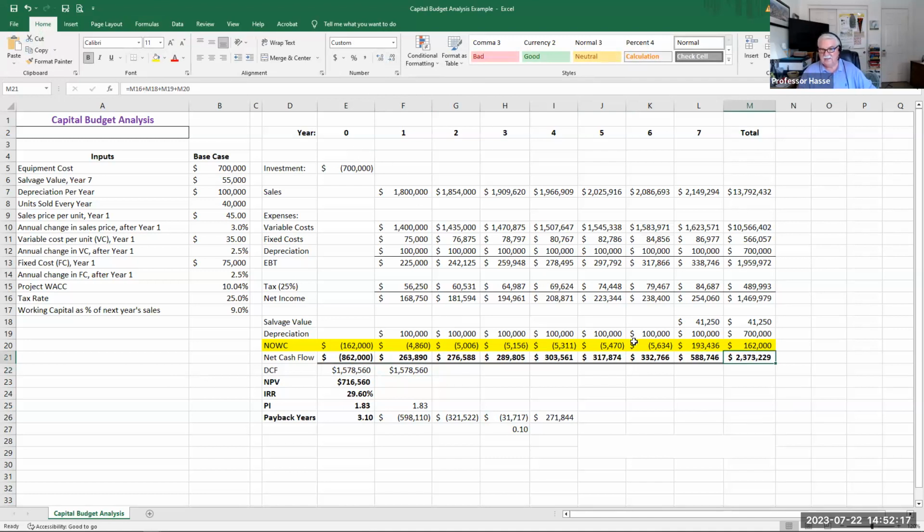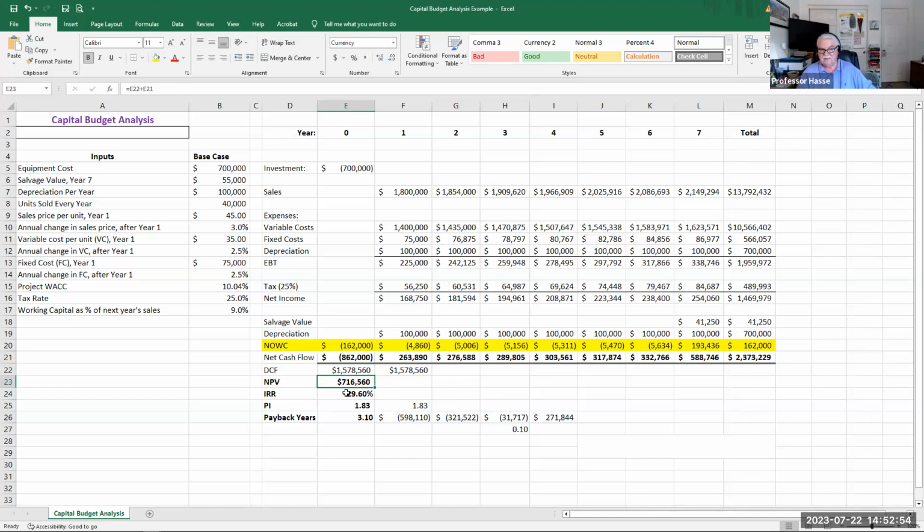Here's the way I calculated it. And to take that cash flow and discount it back to today at 10.04%, that's actually a cash flow of $1,578,560. And that's how we get our net present value. The net present value is the discounted cash flow less the investment in year 0. That difference is positive $716,560. That's our net present value return analysis in dollars.